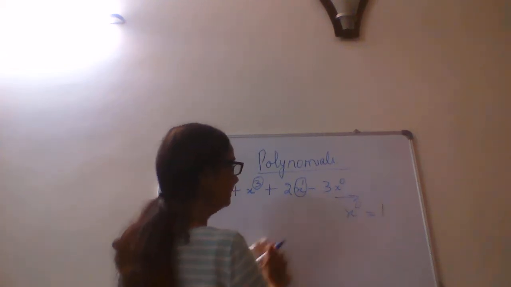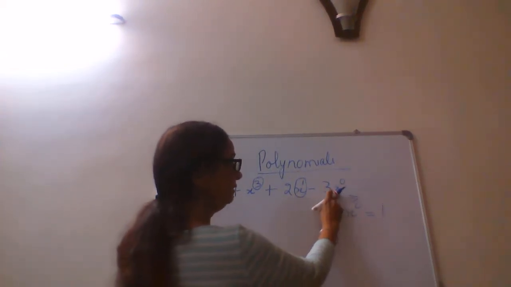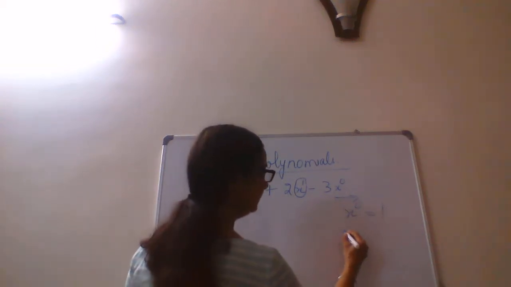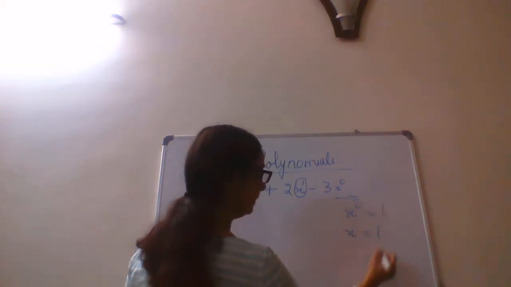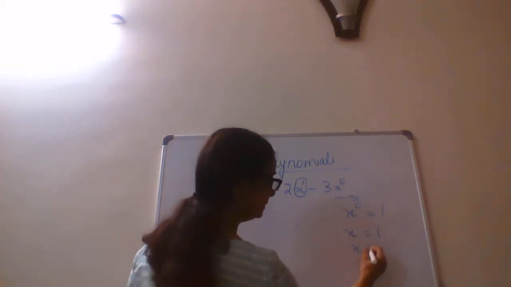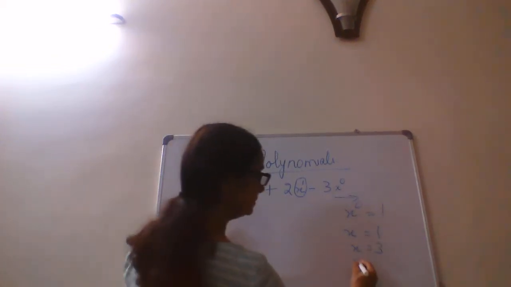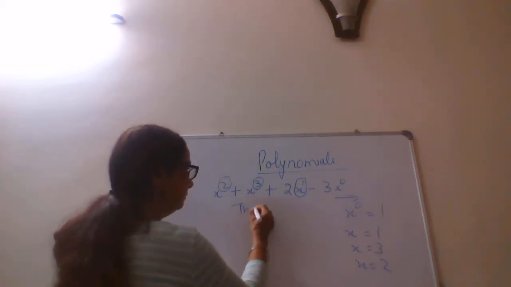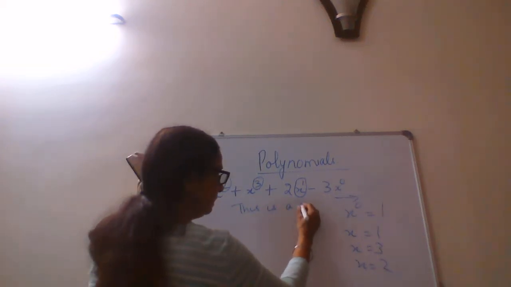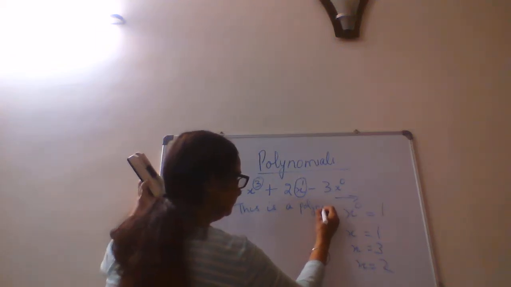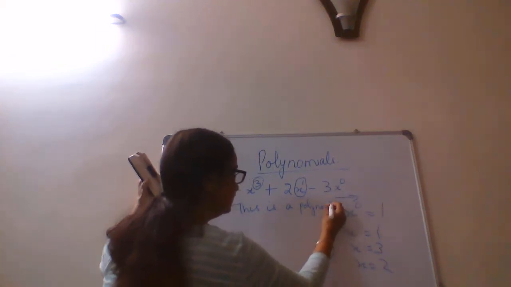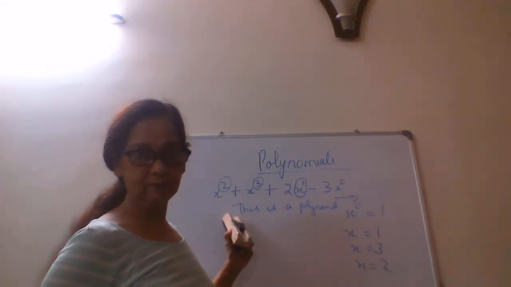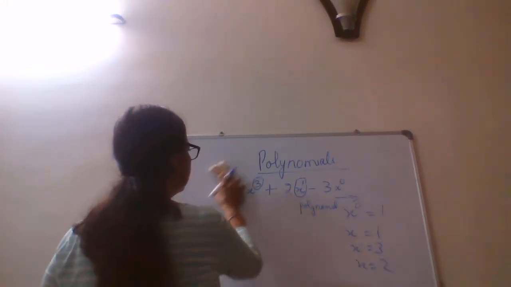Now, if we write minus 3, what we added is x raised to the power 0. Now you see x raised to the power 0, then x raised to the power 1, then x raised to the power 3 and x raised to the power 2. So this is a polynomial, because the power of x is a whole number. Now let's take another example.